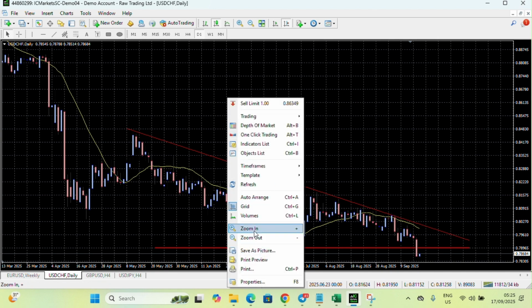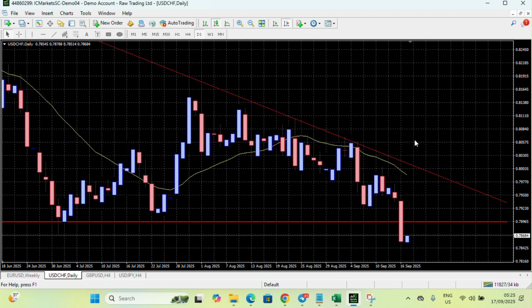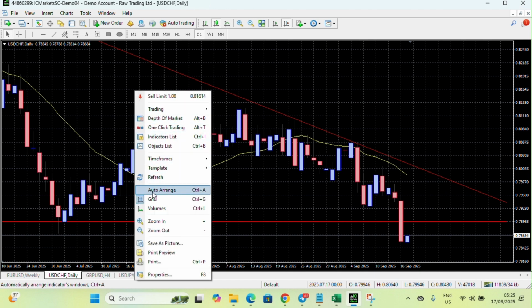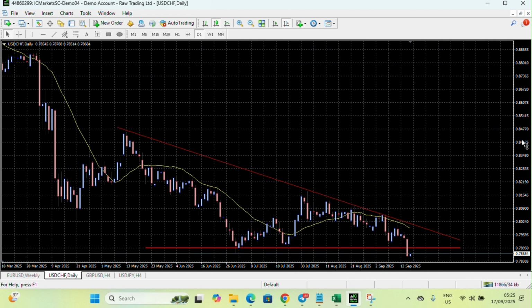So let me also zoom in further so that you guys will see what I'm talking about. I can see the price has broken with a very strong bearish candlestick, with huge and strong momentum to the downside. So that is instructive enough to show that the bears have footprints around this market. So let's zoom out again and look at the chart pattern again. So that is what we have.